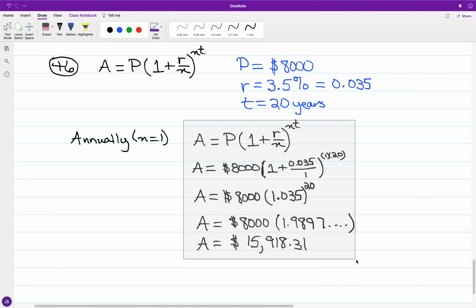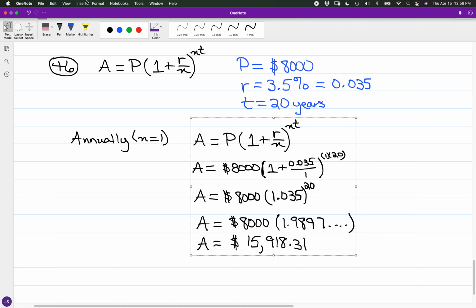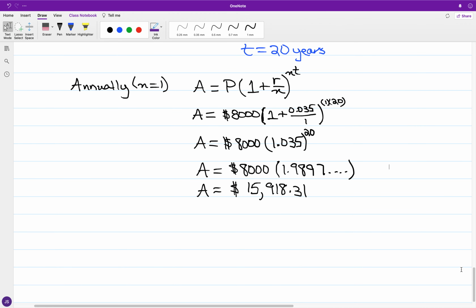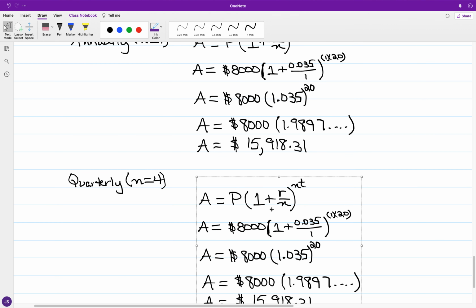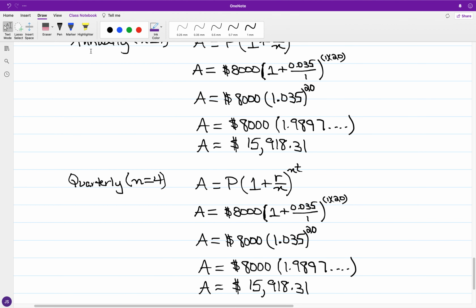Now let's say, just moving up to the next frequency, I'm looking at quarterly compounding. Again, we have the same formula but a different frequency. For here, instead of n at 1, now we have n at 4.